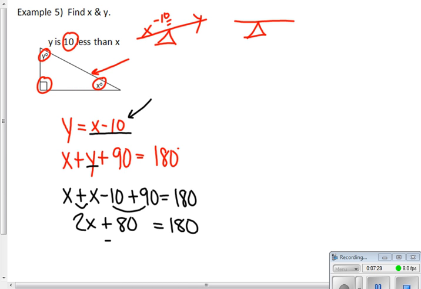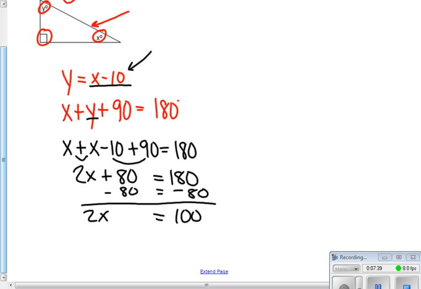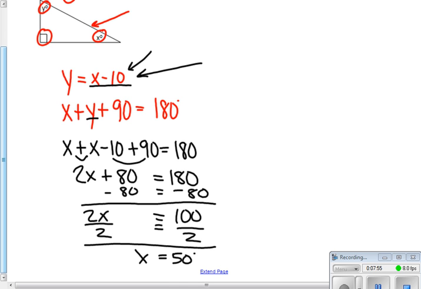So get x by itself. Minus 80, minus 80. We have 2x equals 100. Get x alone. Well, divide by 2. Divide by 2. We find out x equals 50 degrees. It's an angle up there. So now you can take 50 degrees, substitute it in one of them above. Well, I'm going to substitute in here. I have y equals, in for x is 50, minus 10, and I figure out y is 40 degrees.